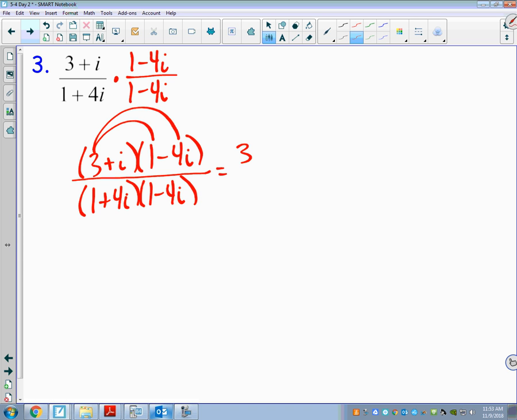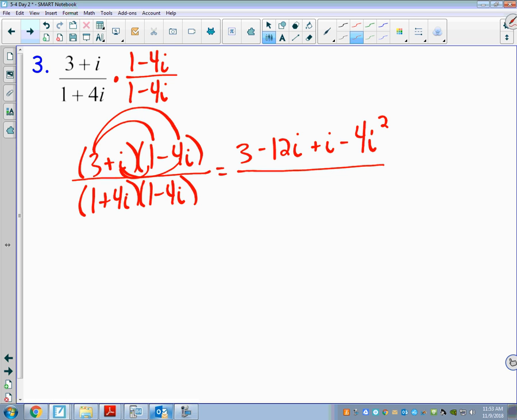So on the top, 3 times 1 is 3. 3 times negative 4i is negative 12i. i times 1 is plus i. And i times negative 4i is negative 4i squared.